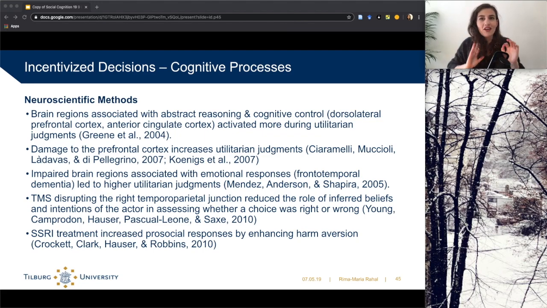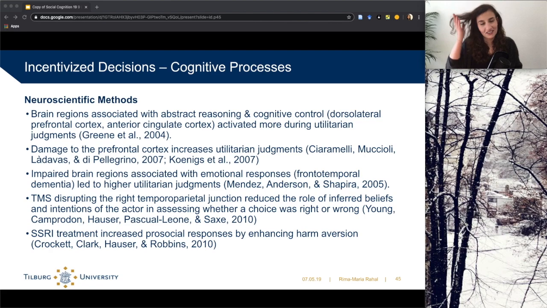If we use transcranial magnetic stimulation, TMS, to disrupt a part of the brain, in particular the right temporoparietal junction, then we can see that the role of inferred beliefs and intentions of the actor in assessing whether a choice is right or wrong is reduced. Another thing that one could do if one was to employ neuroscientific methods would be to use medication that acts on neurotransmitters, for instance SSRIs, and treatment with these selective serotonin reuptake inhibitors actually increases prosocial responses by enhancing harm aversion.